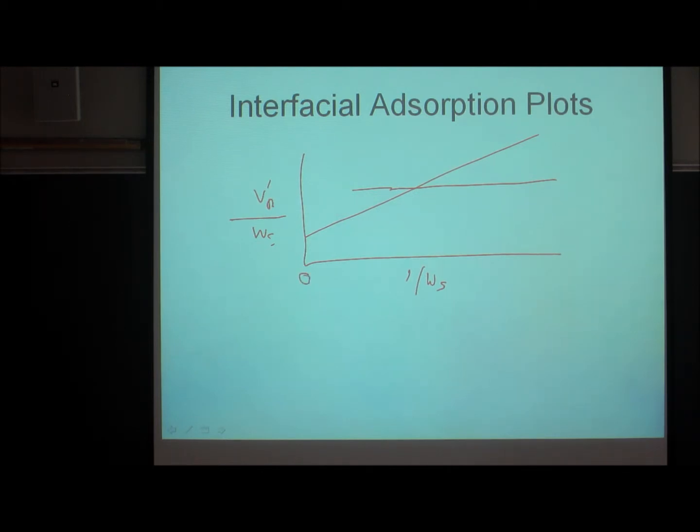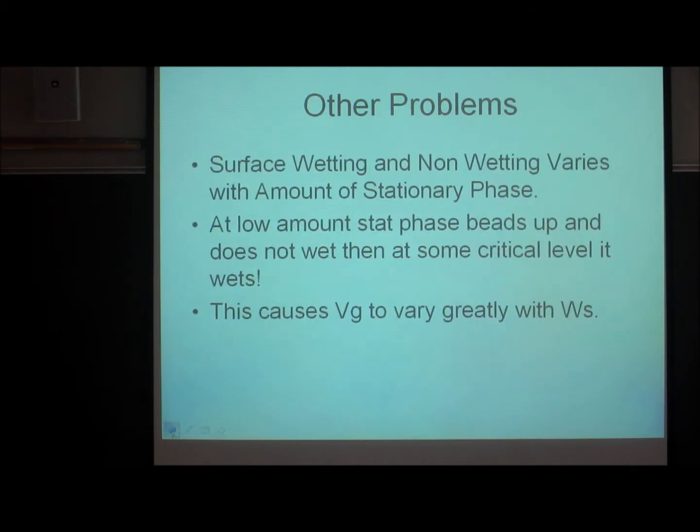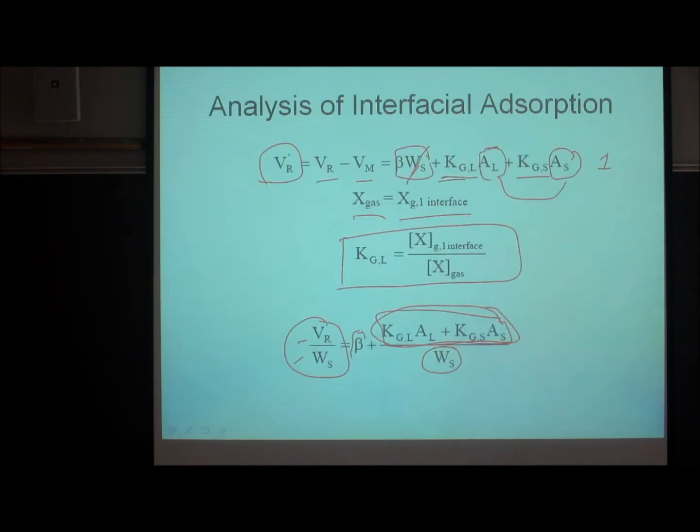Now, when 1 over WS is 0, in other words, you've got an infinite amount of stationary phase, which is kind of hard to get, but if you extrapolate your data, that's going to give you your intercept beta, your partition coefficient. And the slope of that plot is going to give you the sum. The slope of that plot is going to give you the numerator.